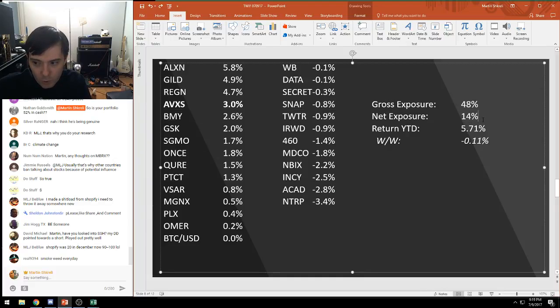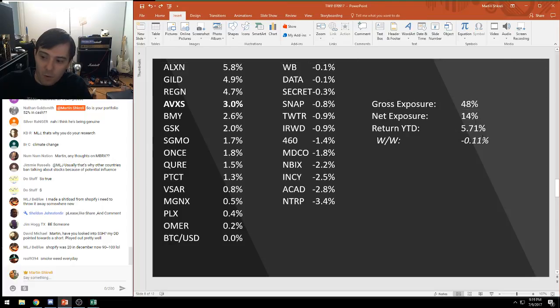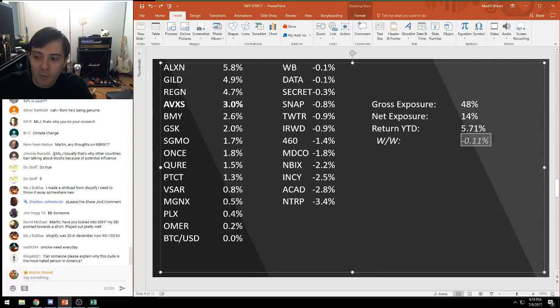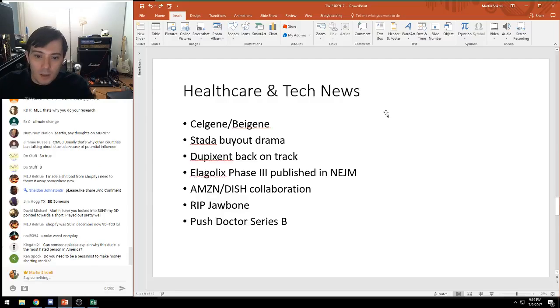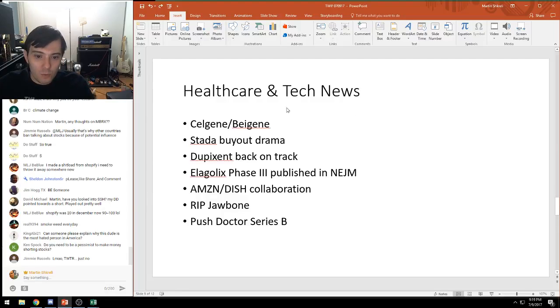Portfolio is about market neutral, about 48% invested, and up 6% year to date, even though the average gross is probably around 30%. So really happy that the performance kind of keeps going. It was a very quiet week in general. Not much in the news world.